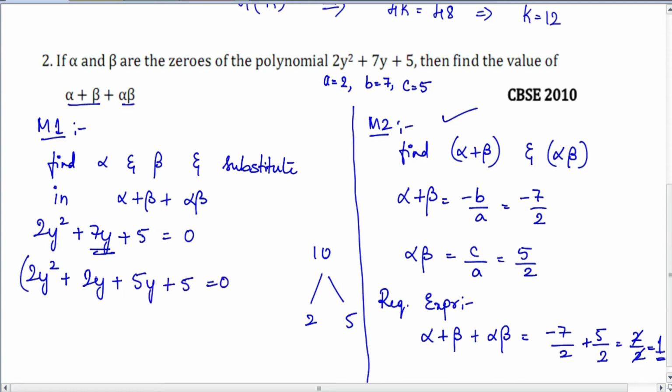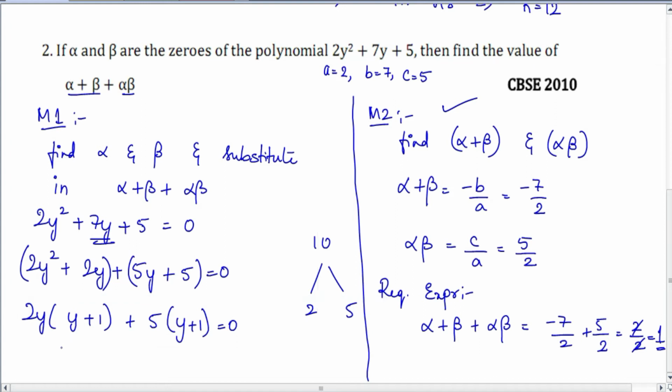Now take common factors in these two. Okay, so here we will take 2y common, we get y plus 1. Here we will take 5 common, you will get y plus 1 equals 0. Now we will again take common factors. (y plus 1) into (2y plus 5) is equal to 0.